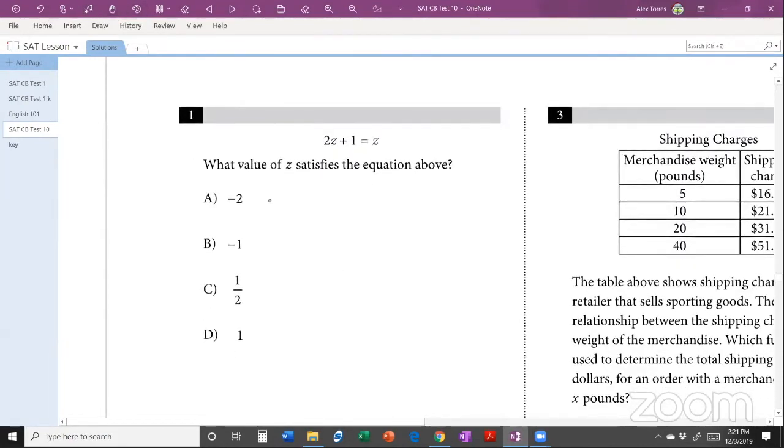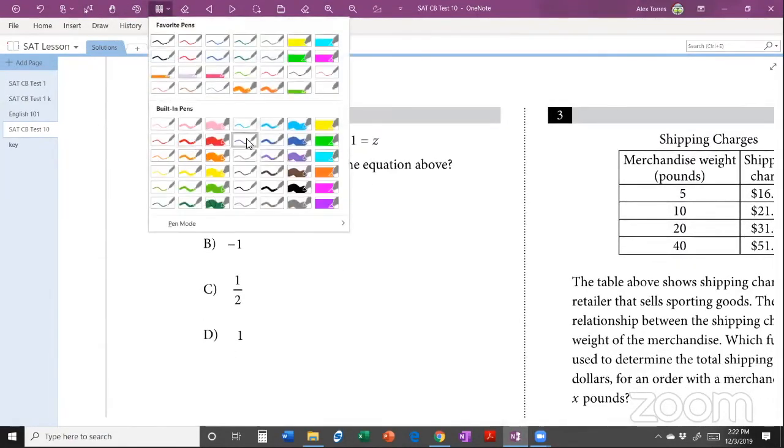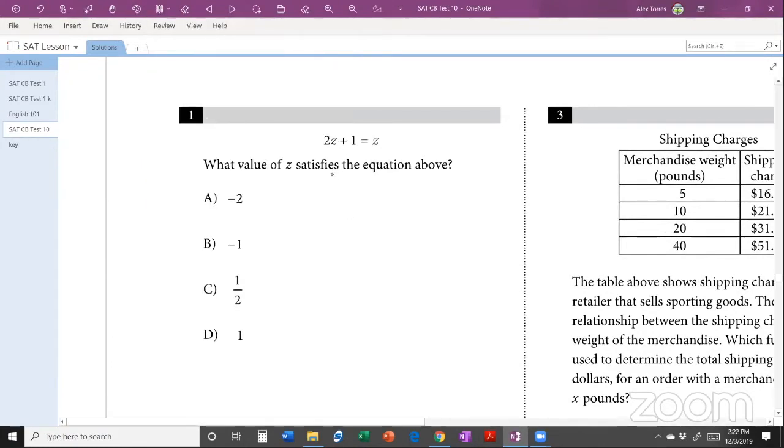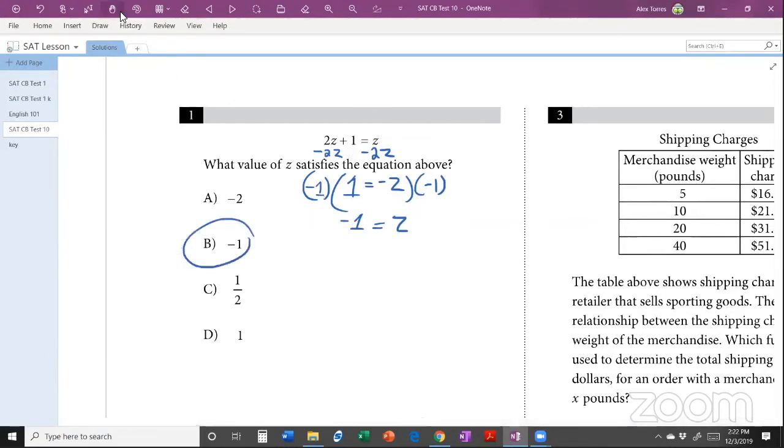So starting with number 1, nice and easy, a beginner level problem here. We're just finding the value of z. We'll start by taking away 2z from both sides. So we have 1 equals z minus 2z, which is negative z. Now we can multiply or divide both sides by negative 1, and we'll get z on this side and negative 1 on this side. And so the answer is negative 1, which is B for boy.